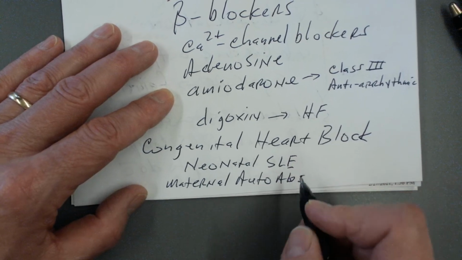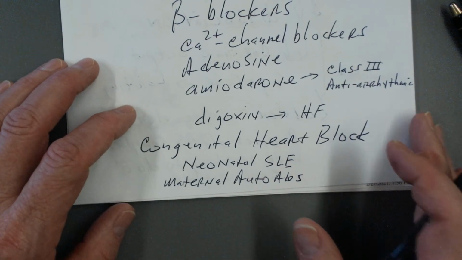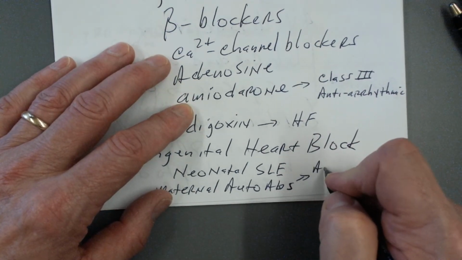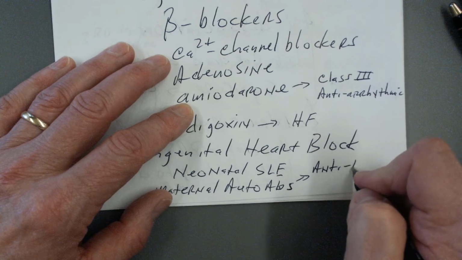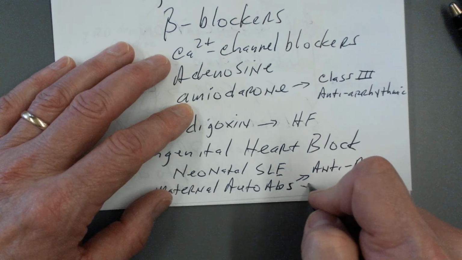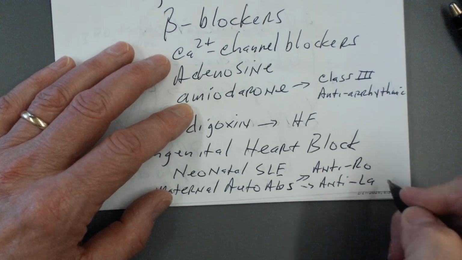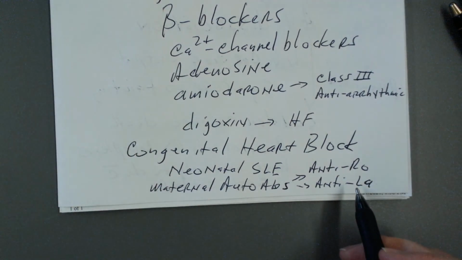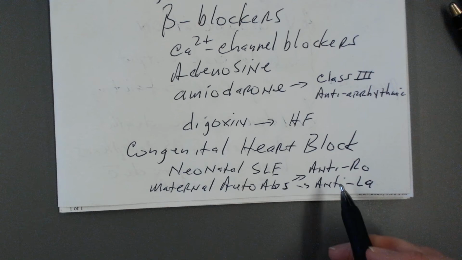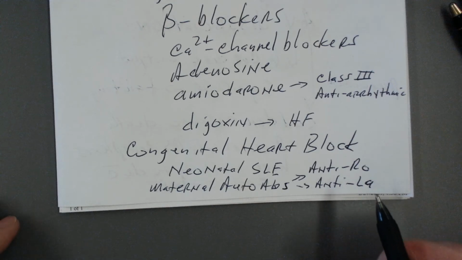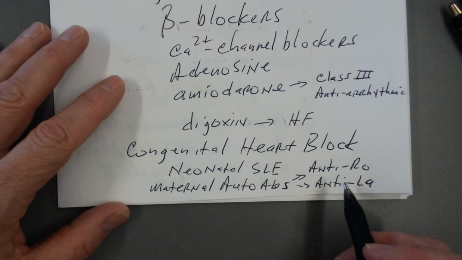And those maternal autoantibodies are called anti-Ro and anti-La. Sounds like something from The Sound of Music, doesn't it? These cross the placenta and they attack the conduction system.